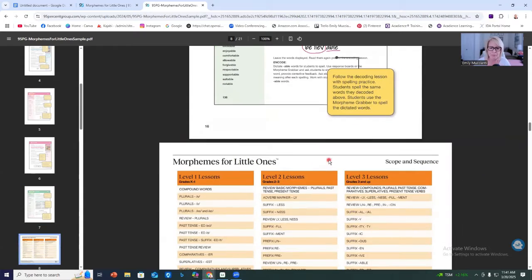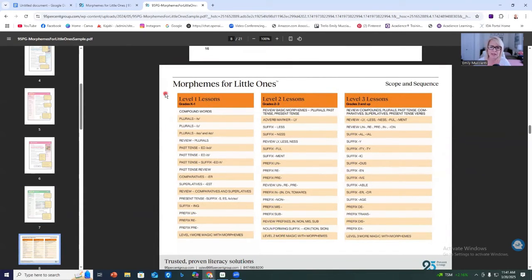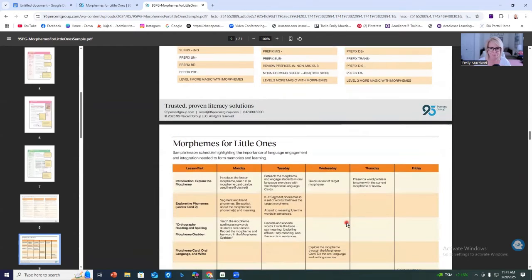And so I really like that. Here's the scope and sequence. Again, she says, take your time. This is not meant to be something that we're just going to check off, but you can see in K1, they really start with compound words and plurals, moving into past tense, comparatives, superlatives, suffix ing, and some very common prefixes un, re, and pre. And then they get to be a little more complex. You see more suffixes here in the level 2, some prefixes, and then again, level 3.